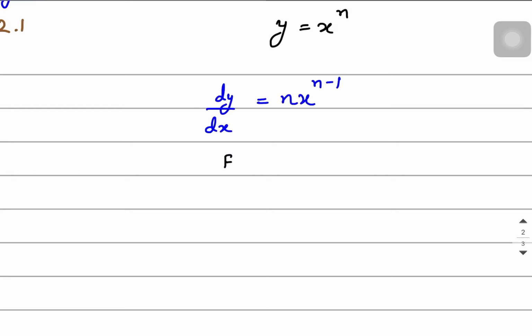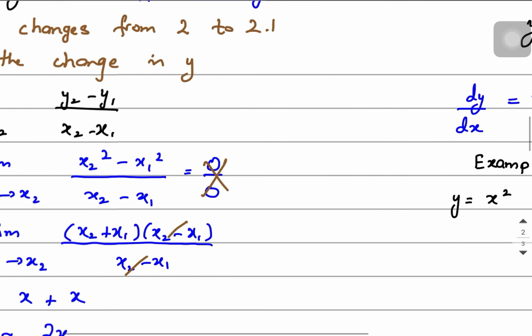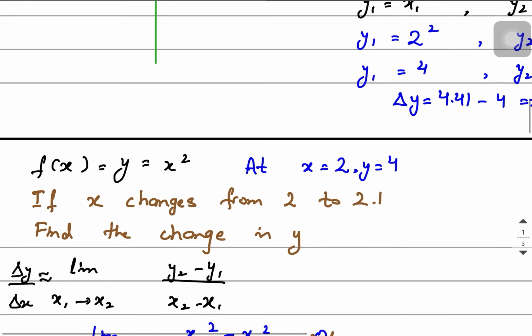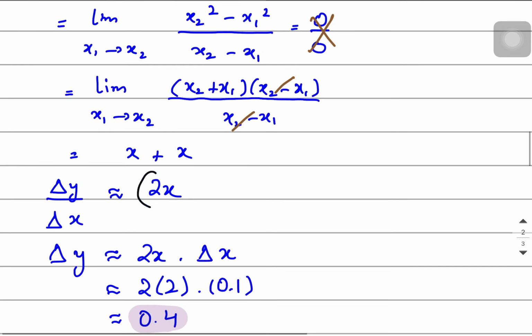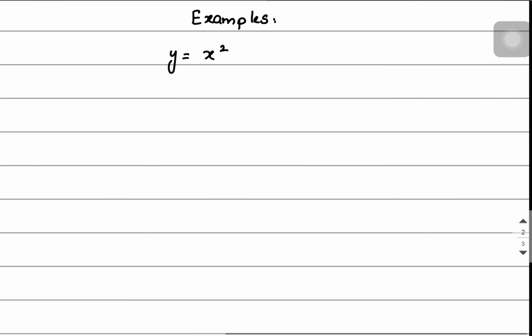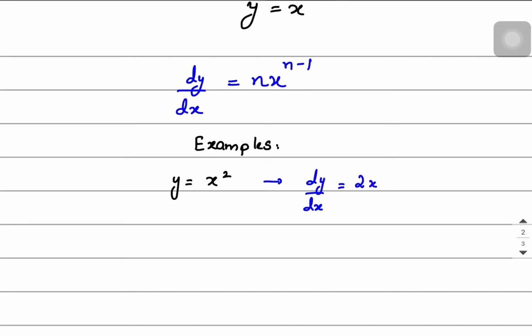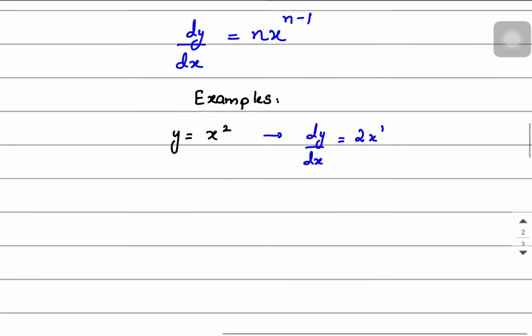So let's take a look at some examples. Let's say my y is x square, and we clearly know the answer is 2x. Now by using this method, dy by dx is going to be: the power comes down. So the power 2 comes down and 1 is subtracted from the power. So 2 minus 1 becomes basically 1. I would not write 1, or you may write 1.